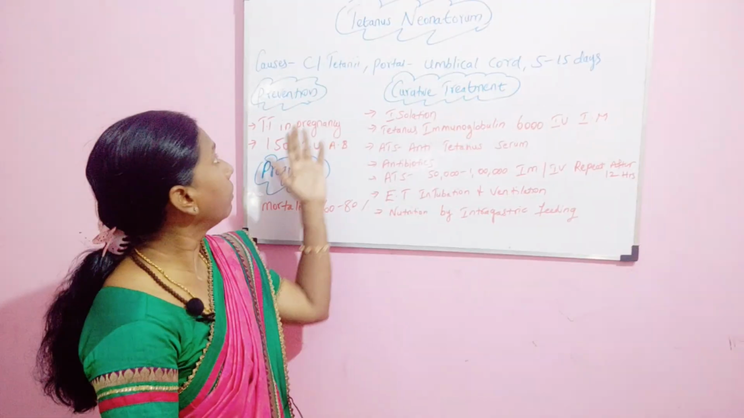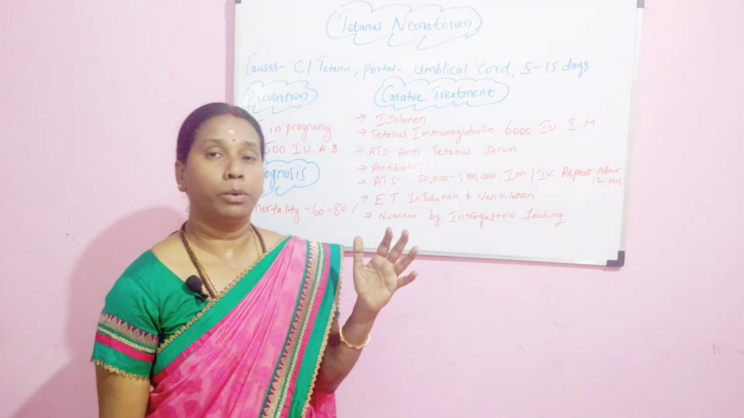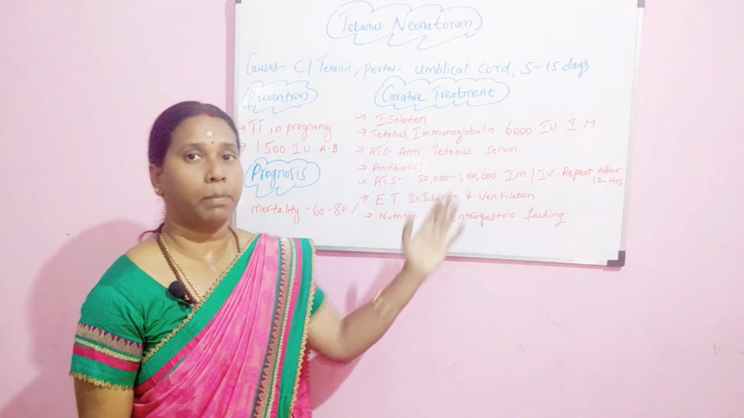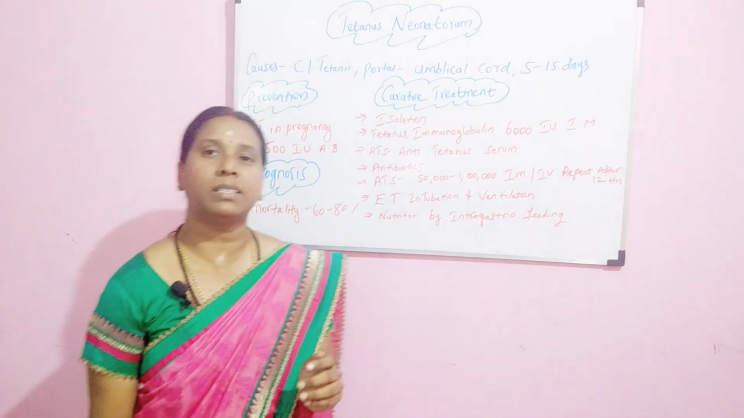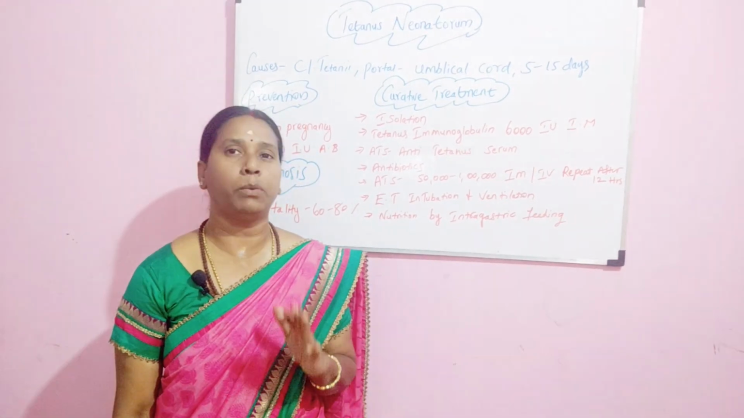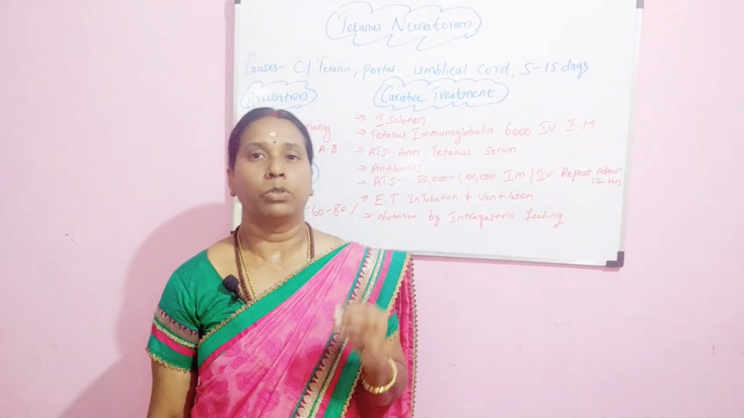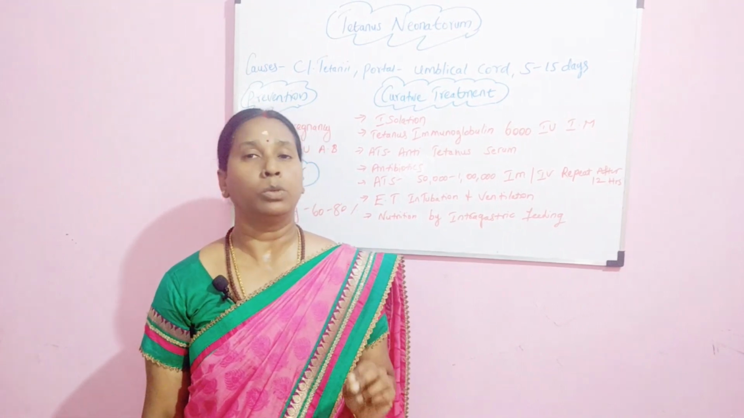Now we have discussed the causes, the prevention, and the curative treatment of tetanus neonatorum. Coming to the prognosis, the mortality is going to be 60 to 80%, the baby will die. Only 20% you can make the baby survive. So always remember prevention by your 2 doses of TT.